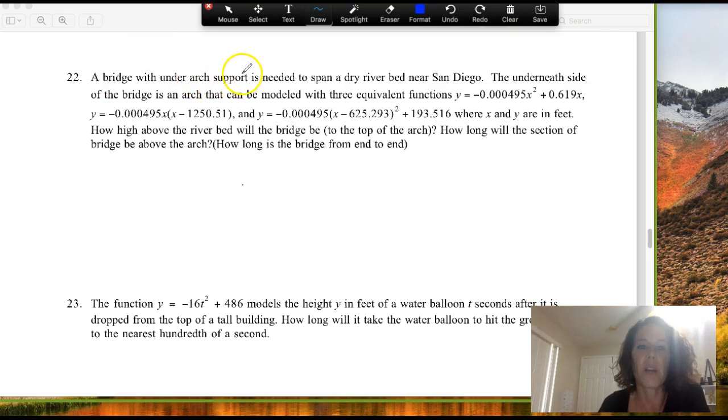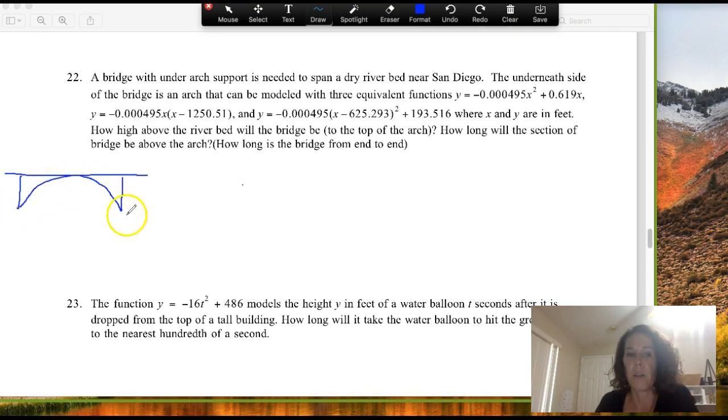A bridge with under arch support is needed to span a dry riverbed near San Diego. So that might look something like this. There's an arch, a parabola type arch, and there's a bridge. And then the road continues on, and the bridge might look something like this, if you've seen bridges like this. It's spanning a dry riverbed, and here's the parabola, the arch. The underneath side of the bridge is an arch that can be modeled with 3 equivalent functions.